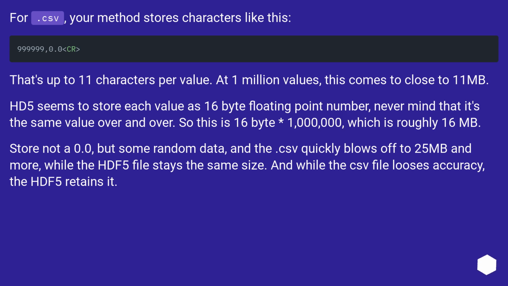Store not 0.0, but some random data, and the CSV quickly blows up to 25 MB and more, while the HDF5 file stays the same size. And while the CSV file loses accuracy, the HDF5 retains it.